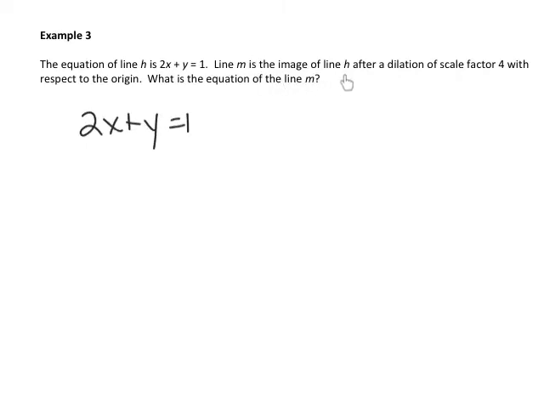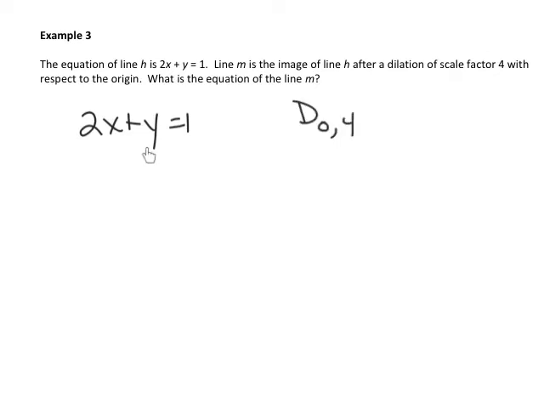Line M is the image of H after a dilation, scale factor of 4 with respect to the origin. So here's my rule: dilation from the origin, scale factor of 4. And I want to find the equation of the new line. This is just like the other example.